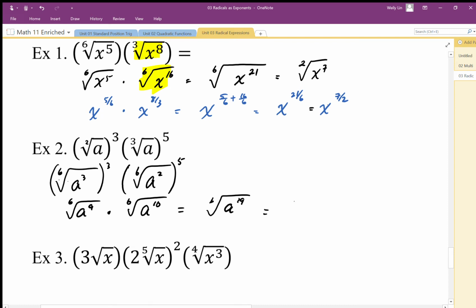Okay, and we can actually simplify this. We can pull out a perfect power of 18, and we're left with just a to the power 1. Okay, so we can leave it like this if you want, but we can take out the perfect power 6s. There's 3 power 6s in 19.